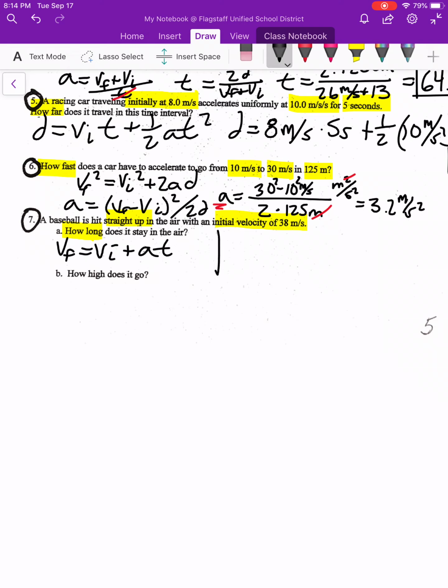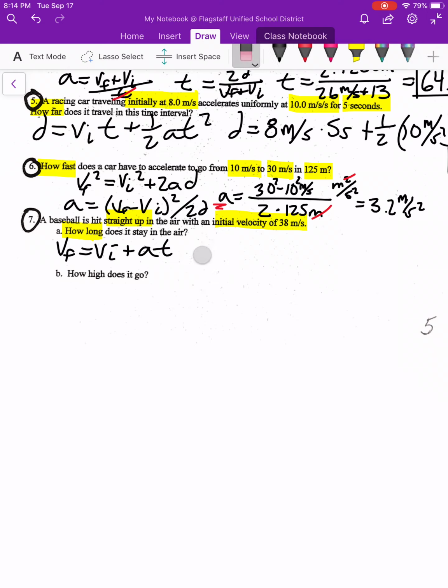So when I hit a ball, it follows this trajectory, right? And when it hits this peak, its velocity is 0. So whenever I hit something straight up and I ask for a final velocity, I'm asking for the velocity at its peak, and its peak is always 0. Okay, so I'll rewrite this equation.